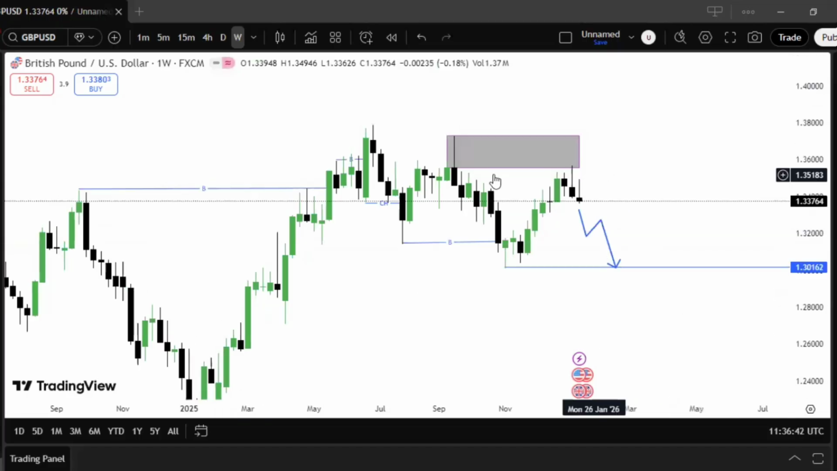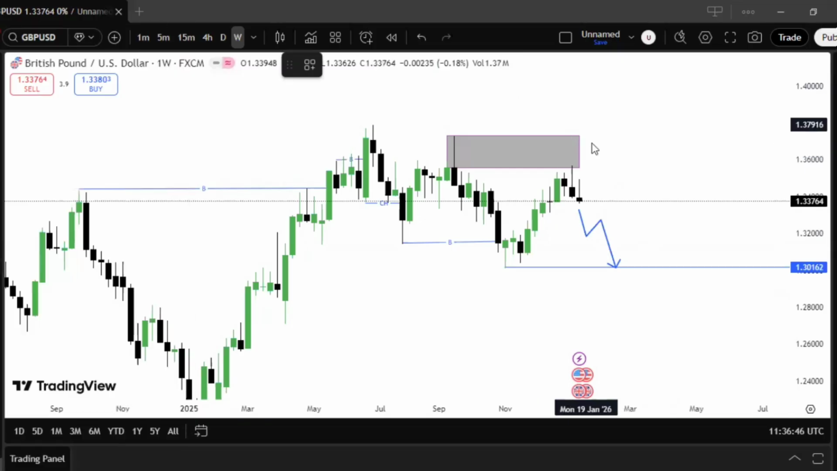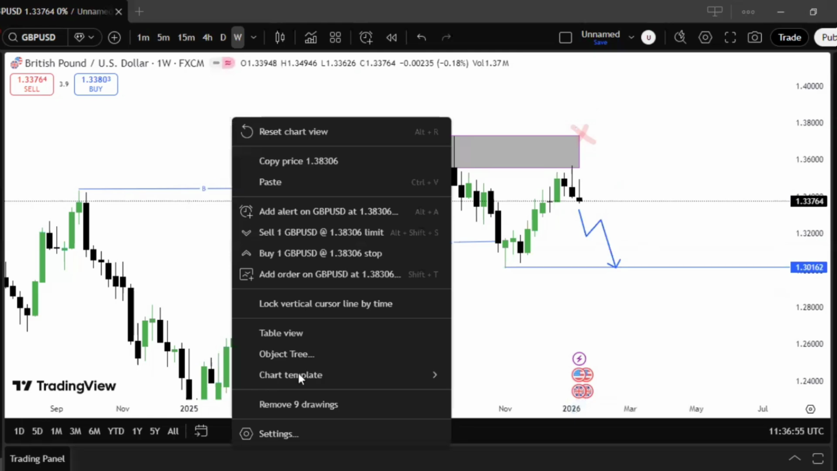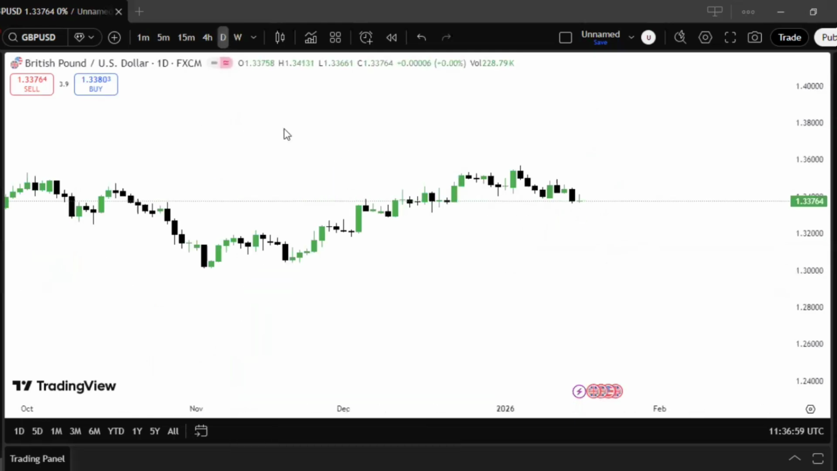As you can see, the market already reacted on that high point here, where I just put an X. It's a good high point for reaction because the market failed to break it. So we are selling. So weekly we are selling. Simple, guys. So I'm going to remove all the drawings and go to daily. So just know that on weekly we are selling. Cool.